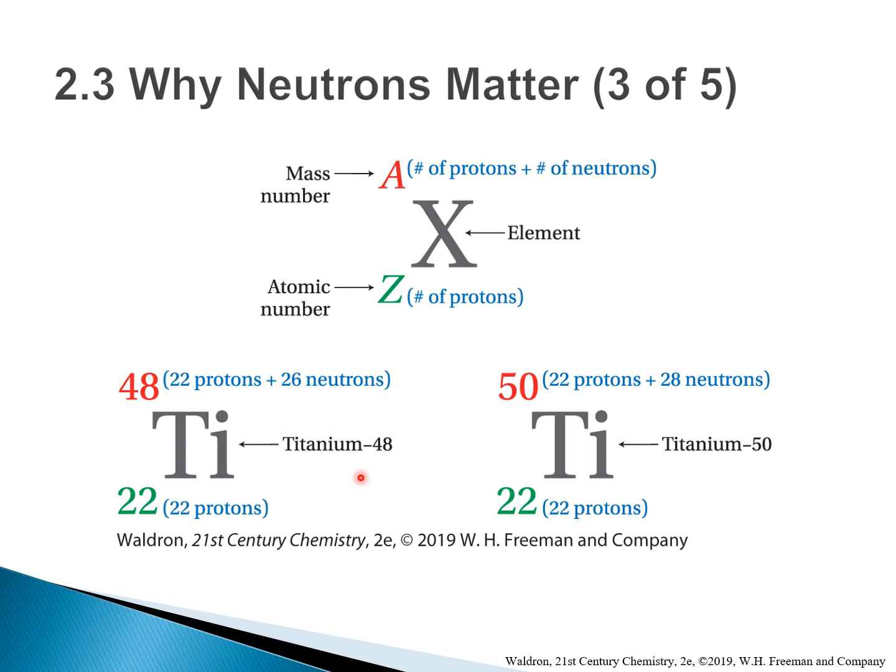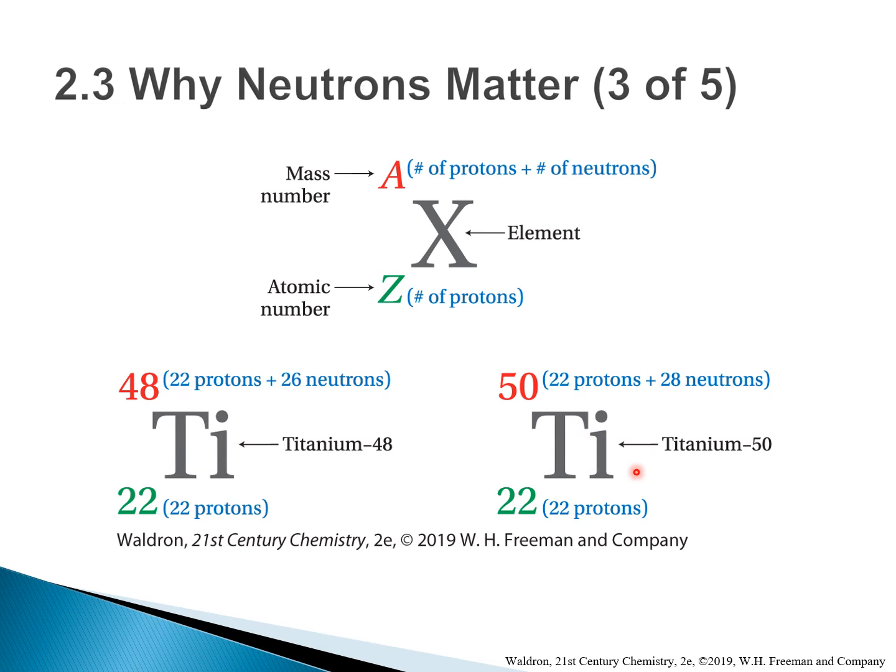First of all, in titanium-48, the number 48 is the mass number written on the upper left corner. On the lower left corner, the number 22 represents its 22 protons. You can find these 22 as the atomic number from the periodic table. Once you know the mass number, you also know the number of protons. You can simply subtract, 48 minus 22, to get 26 neutrons for titanium-48.